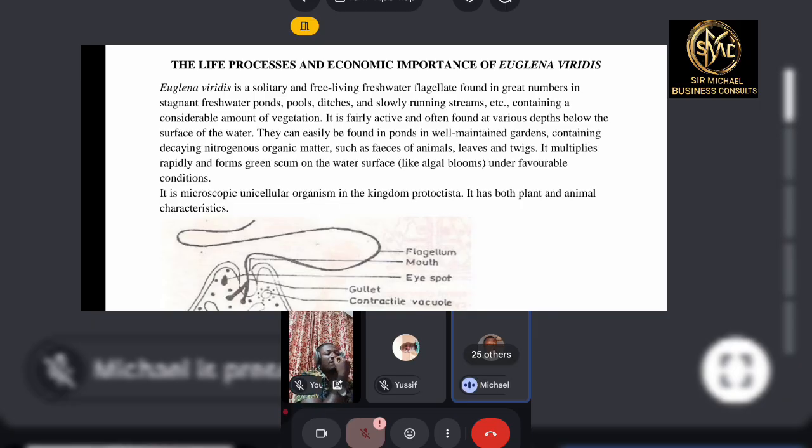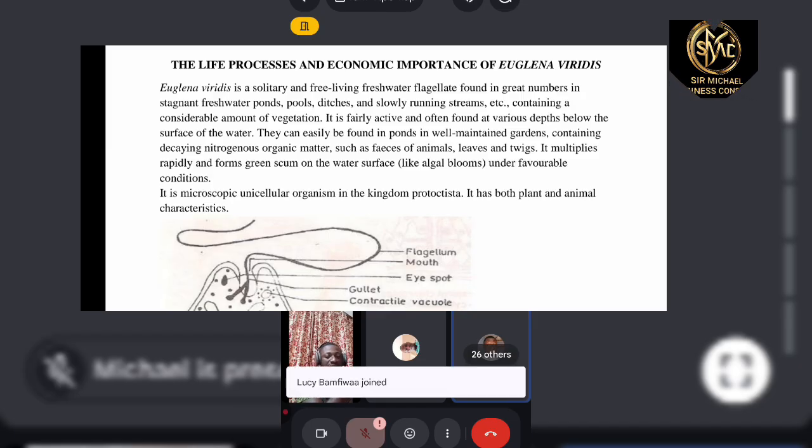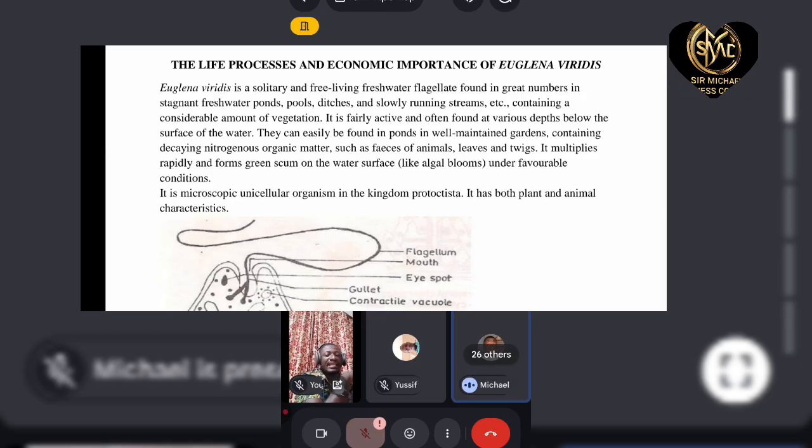So it's a flagellate found in great numbers in stagnant freshwater ponds. Just like the amoeba, the Euglena also thrives in stagnant water because of their behavior.